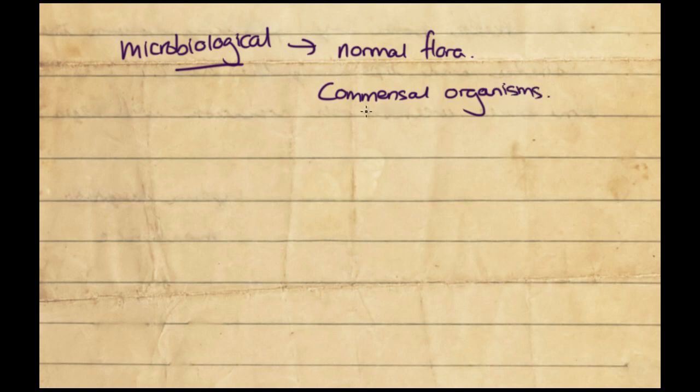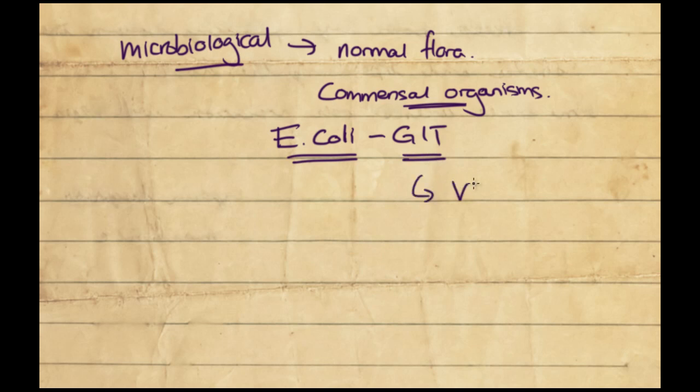And basically what that means is they live together with us. So they live side by side. They don't cause us any harm, and we provide them with protection, etc. An example of this is E. coli, found in our gut. It's found in our GIT. And basically we provide it with a nice, safe, warm environment in our gastrointestinal tract, and it produces vitamin K for us.